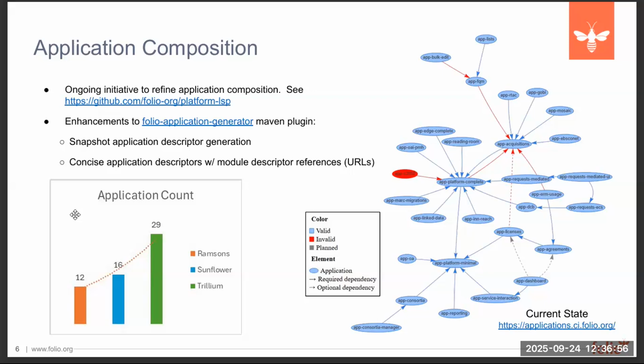So to facilitate that, we have a Maven plugin. It's the Folio application generator. It's on the screen. Yes, the Folio application generator plugin. And there have been some improvements recently, where now you can create snapshot application descriptors. So if you have the latest placeholder in your application descriptor template and you run the build, it will retrieve the latest version of that module.